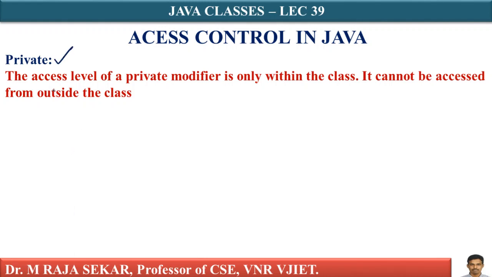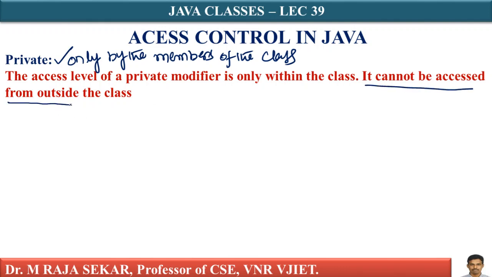My first access modifier is private. If private is the access specifier added before a member of a class during its declaration, then it can be accessed only by the members of the class. It cannot be accessed from outside the class. That is private, isn't it?